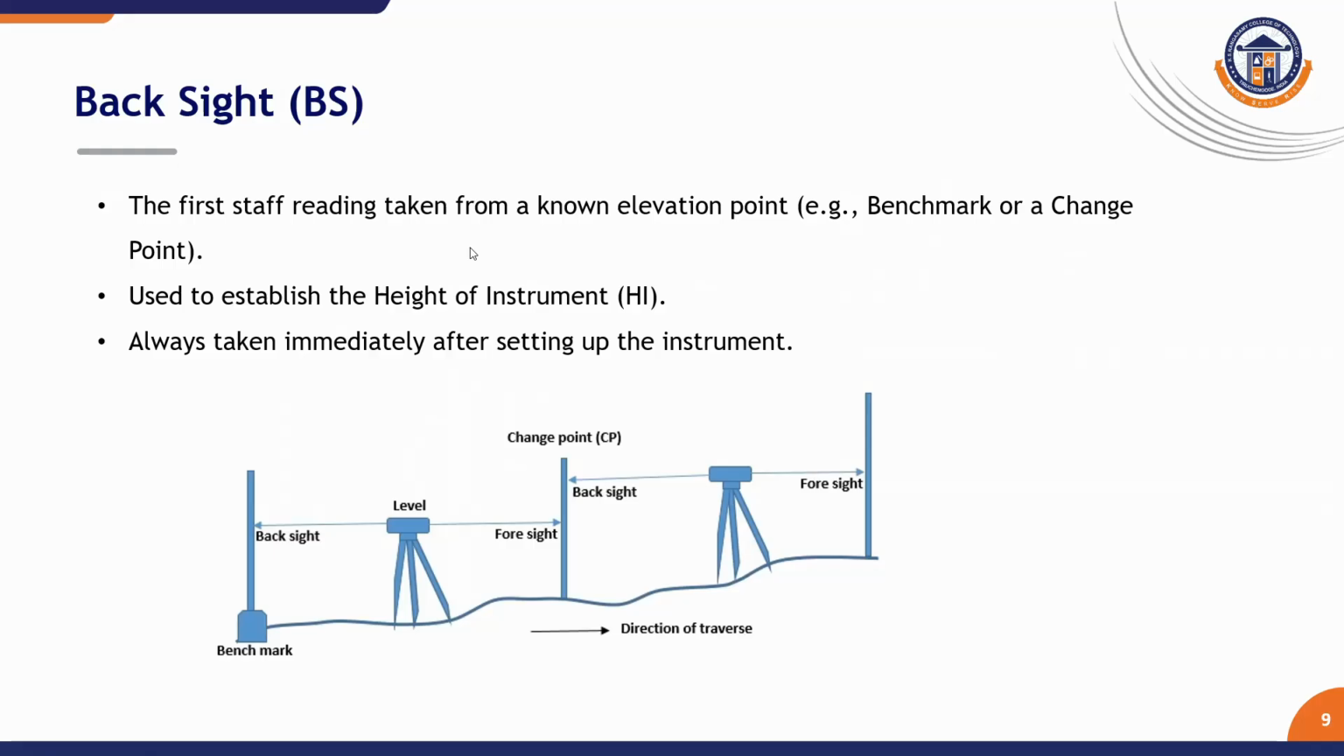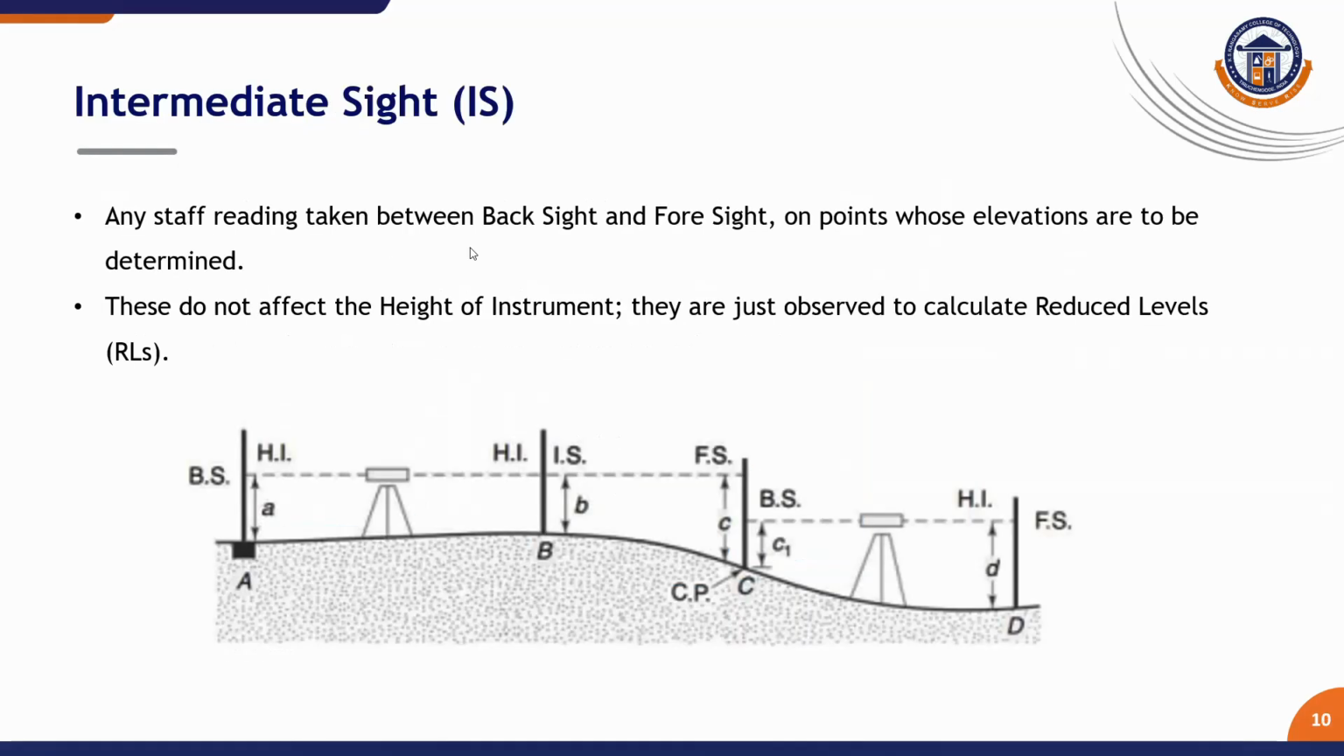Next one is the intermediate sight. Any intermediate sight, or IS, is any staff reading taken after the back reading but before the foresight. These readings are taken on the points whose elevations we need to determine. It is important to note that intermediate sights do not change the height of instrument. They are used only to calculate the reduced level for that specific point using the already established height of instrument.